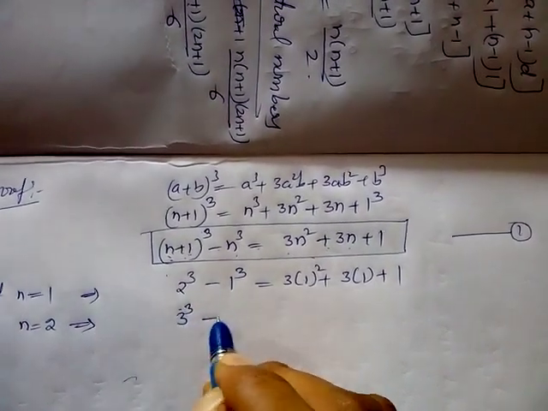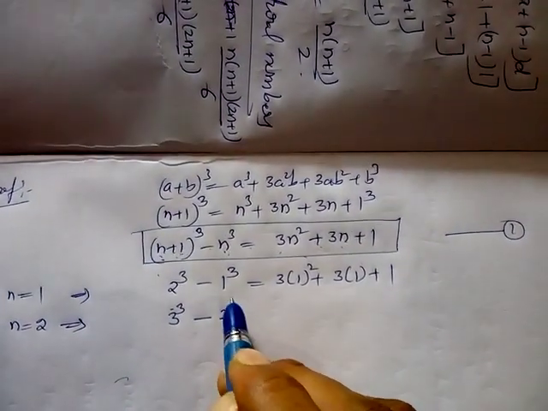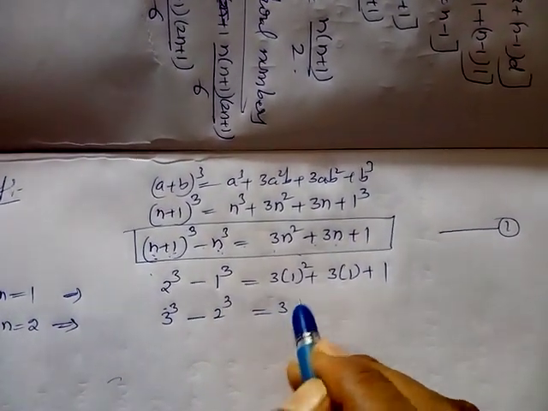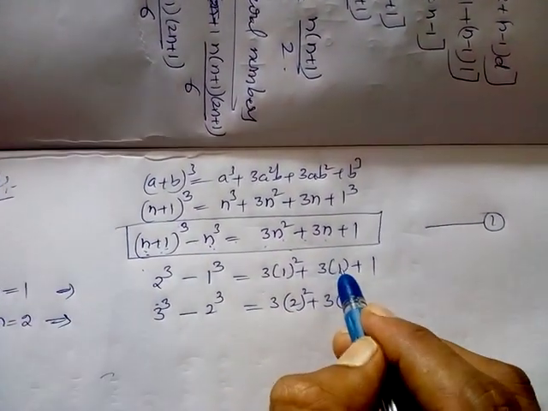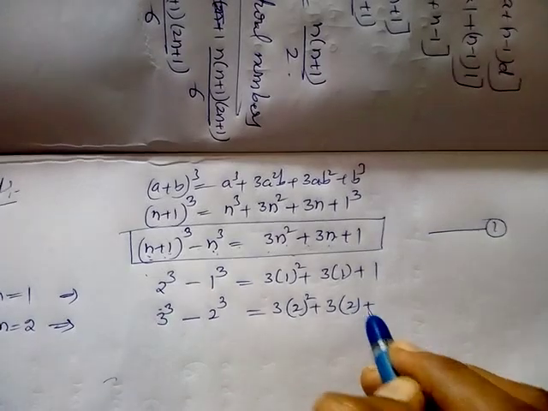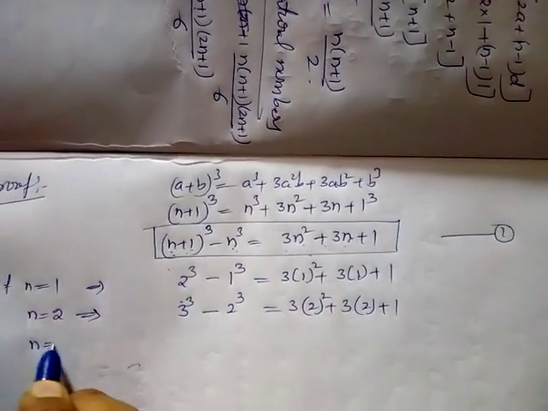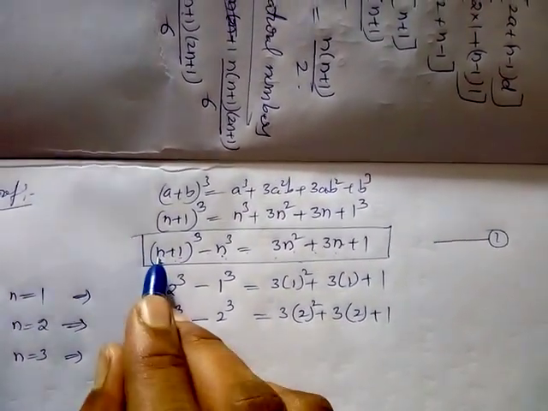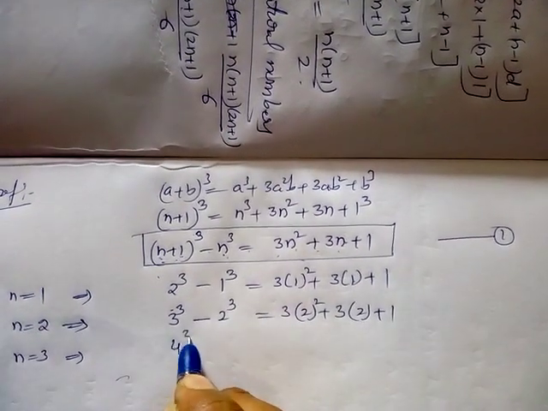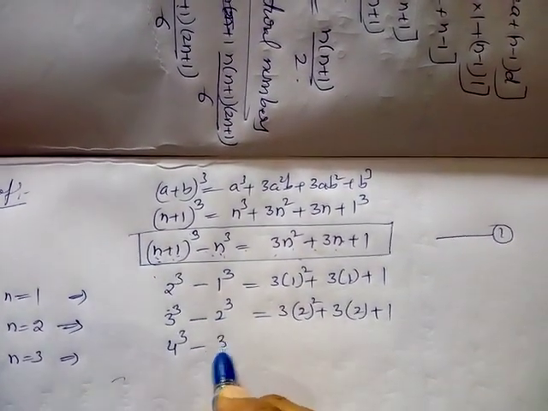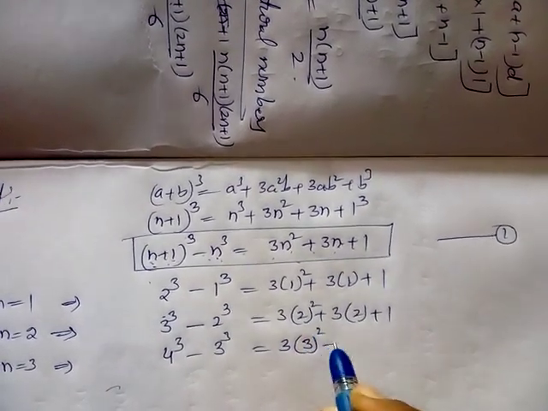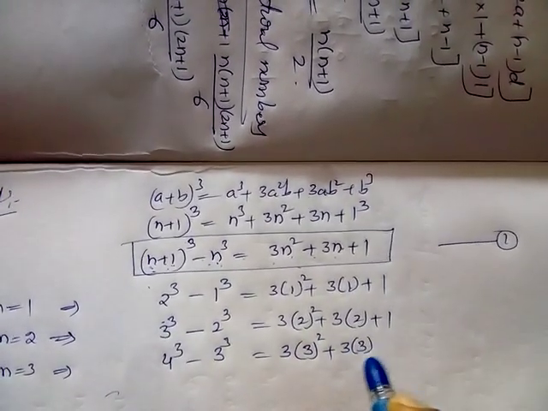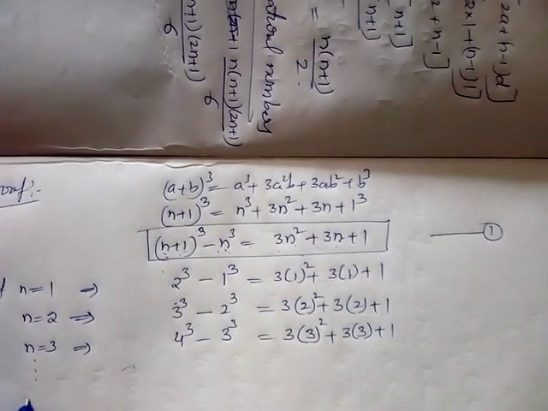3 cube minus 2 cube is equal to 3 of 2 square plus 3 of 2 plus 1. If you take n is equal to 3, 4 cube minus 3 cube is equal to 3 of 3 square plus 3 of 3 plus 1. Similarly like that, n is equal to n.